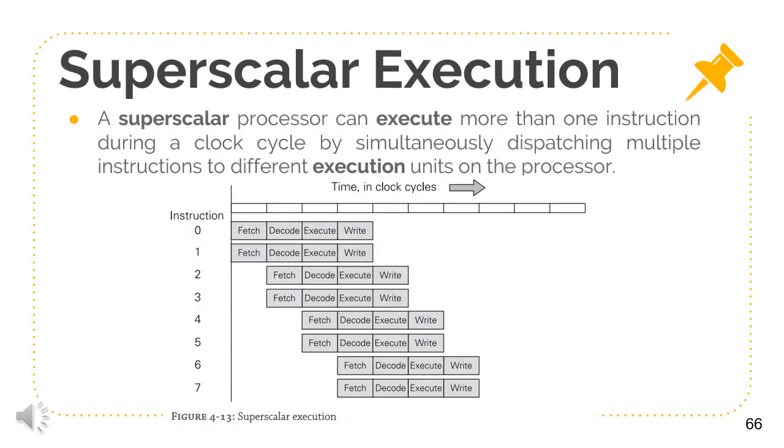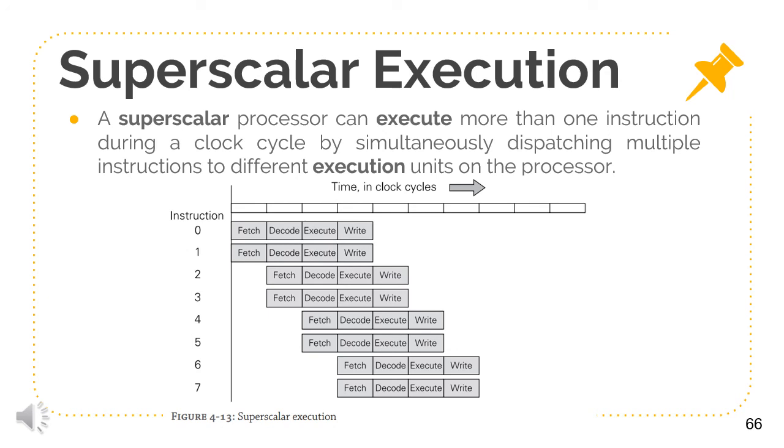We have completed ARM11 pipelines. Now in this section superscalar execution will be explained. A superscalar processor can execute more than one instruction during a clock cycle by simultaneously dispatching multiple instructions to different execution units on the processor.